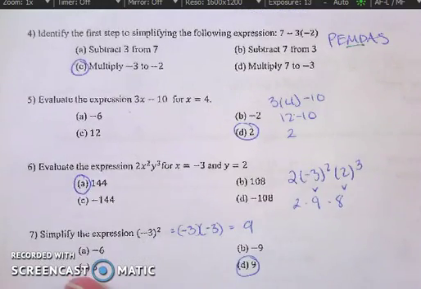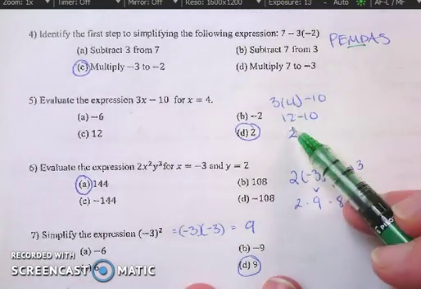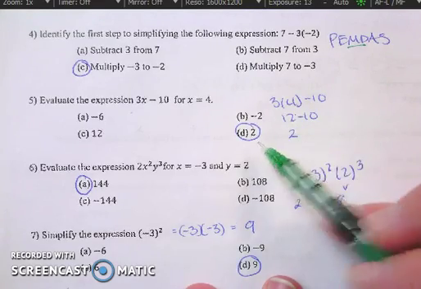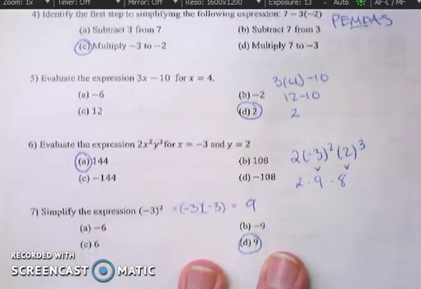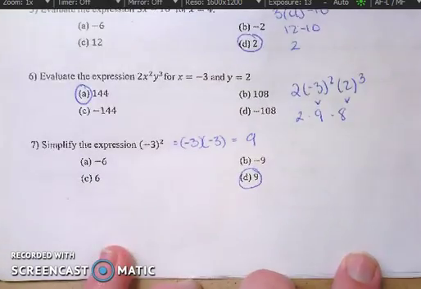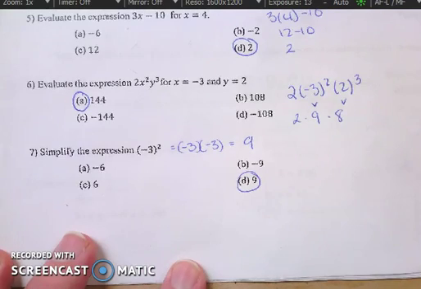Number 5, we're going to go ahead and evaluate. We plug in 4. 3 times 4 is 12. 12 minus 10 is 2. We get 2 as our answer. And you should only be going over this after you've already done all of this. This is just a review to make sure you got the right answer.